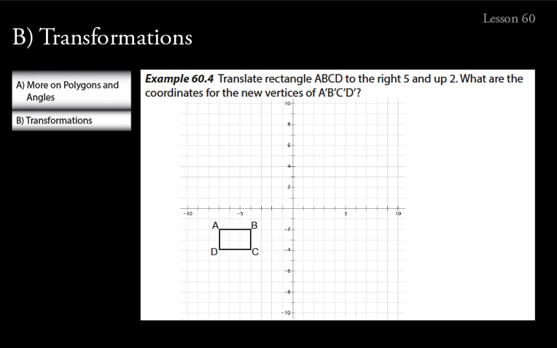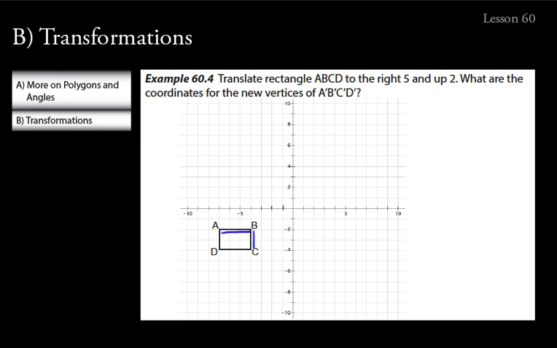So, I mean, you can tell this rectangle is a 3 by 2, right? So if we move A to A prime, then we should be able to redraw the rest of the rectangle, right? And we've been asked to find the coordinates for the new vertices. So keep that in mind too. What's the focus here? What are we trying to find? So A, find point A first.